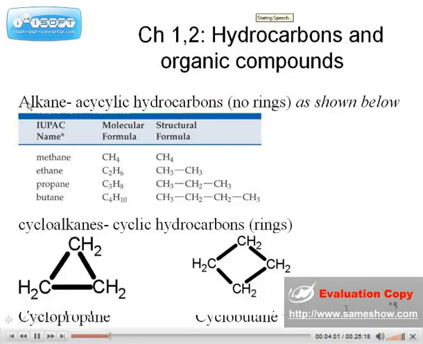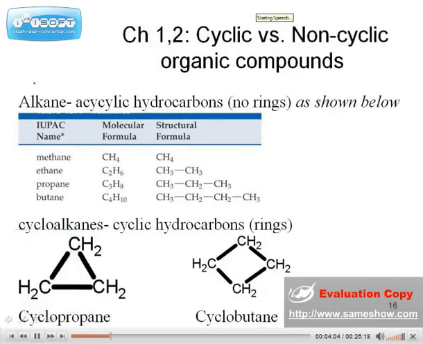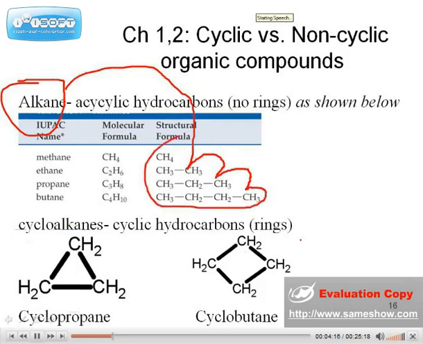Other terminology, alkane and cycloalkanes. Alkanes are straight chain hydrocarbons. So if you notice in these examples here, these are straight chain hydrocarbons. Notice on the bottom, these are circular or cyclic hydrocarbons. So we call these cycloalkanes. If they form a cyclic structure, cycloalkanes. If they're straight-chained or acyclic, then they're regular alkanes.